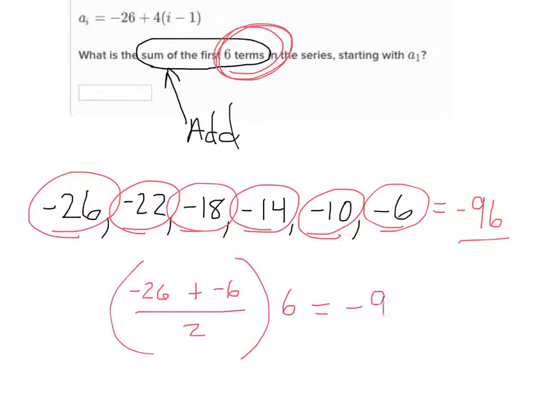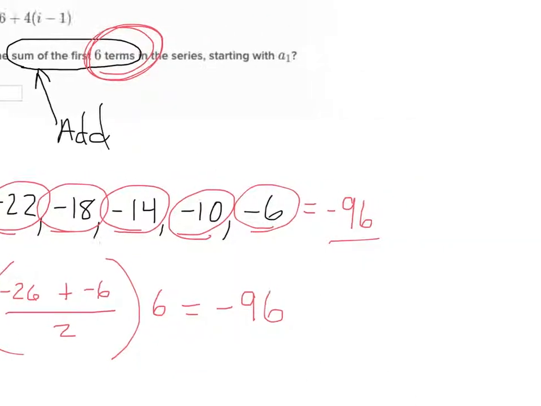Did it? And so look at what the formula is. You add the first one plus the last one, and you divide by 2. Then you multiply all that by however many terms you're trying to add up, right? It says right here the first 6 terms, so I multiplied by 6.